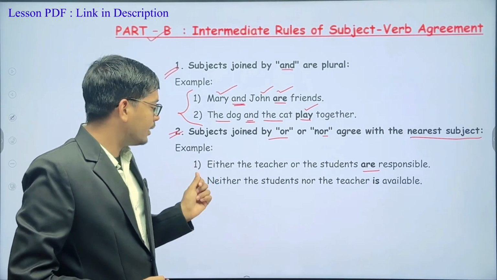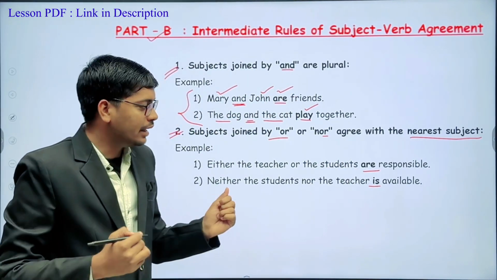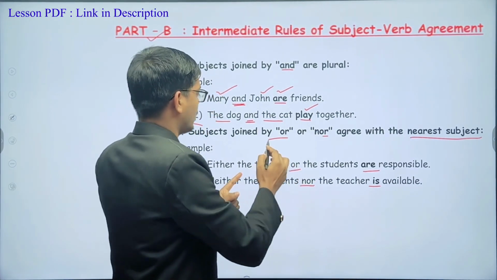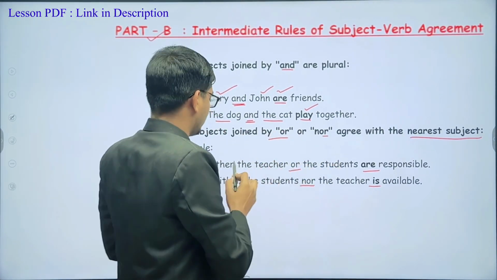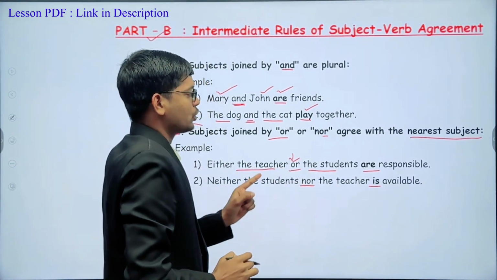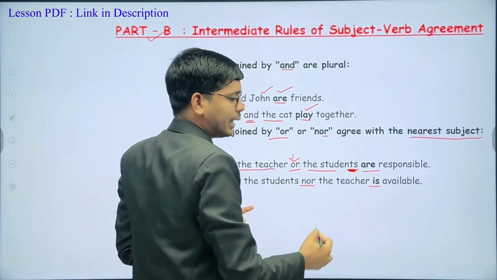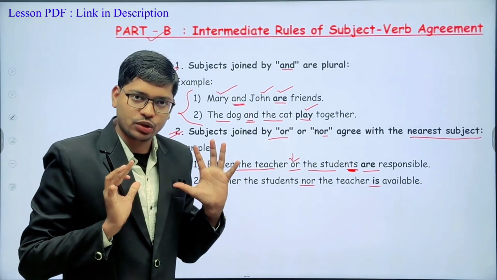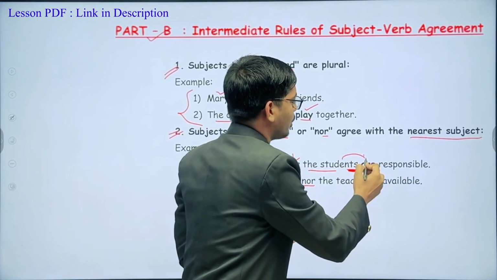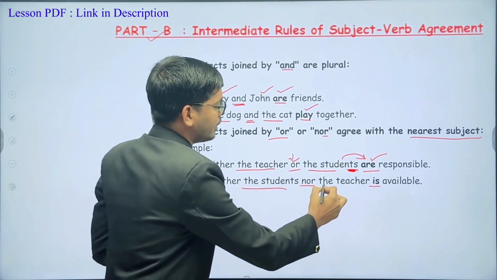Here, guys, with subjects joined by or or nor, the verb agrees with the nearest subject. In the first example, the teacher or the students, the nearest subject is students, a plural subject, so we have to use a plural verb: are is correct.